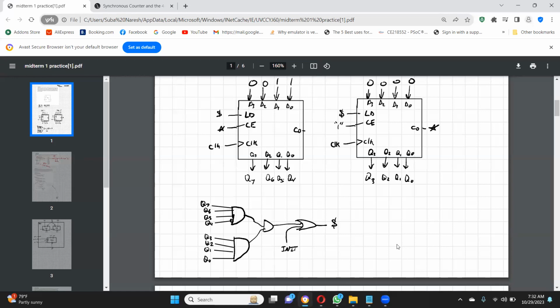Okay, so the clock signal, that's 1 second.